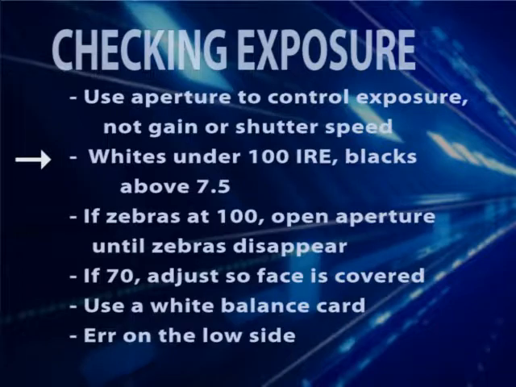Ideally, lighting and exposure should yield whites below 100 IRE and blacks above 7.5 IRE. If you don't have a waveform monitor, use zebra stripes in the camcorder to assess exposure. If your zebras are set to 100, open your aperture until the zebra stripes disappear. If set at 70, adjust your aperture until the face is bathed in zebra stripes, but remember, it only works for Caucasian faces. A white balance card ensures that you have white in the scene, and also helps if you need to white balance during editing.